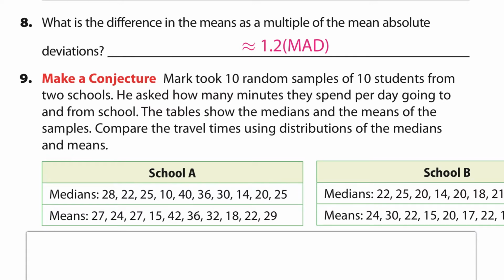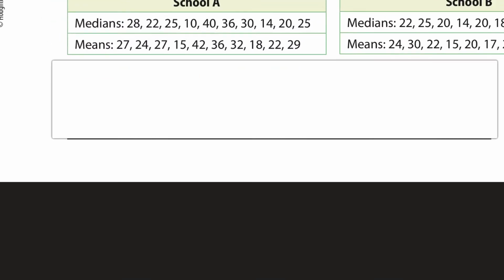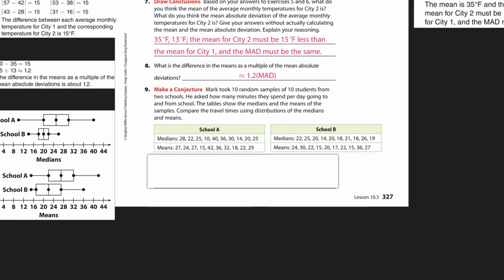Okay, so they have the medians here and the means for school A, and the medians and the means for school B. This is how we can do it. What's going to happen is I'm going to present this as a box plot. And my box plot is right here.